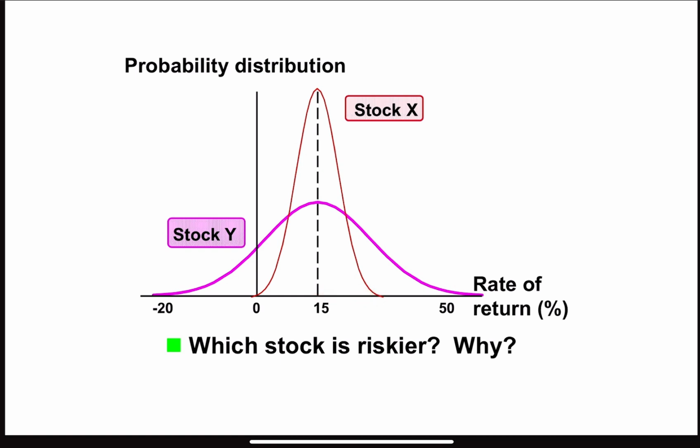So we could get a return anywhere from this 0% to whatever this percent may be. But for stock Y, we could lose 20%. So the stock with the greater standard deviation is going to be the riskier stock. There's a greater chance of getting a return that is well below the average.